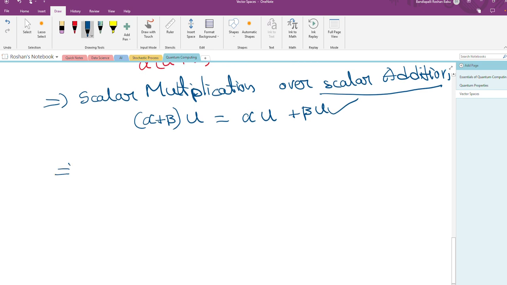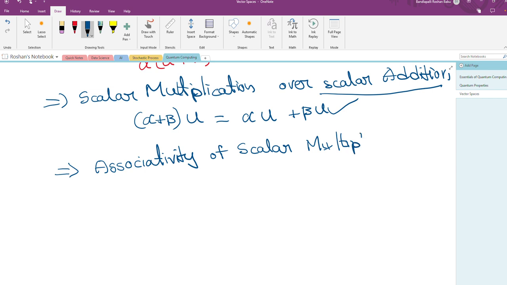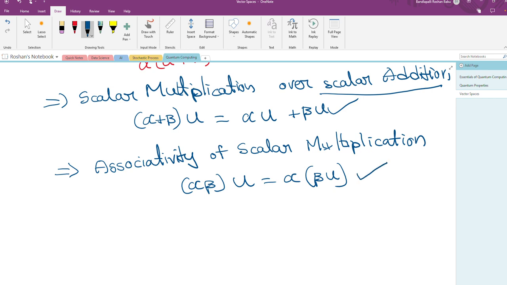and the third property is associativity of scalar multiplication. Okay, that means alpha beta into u is equal to alpha into beta of u. This is our third property.